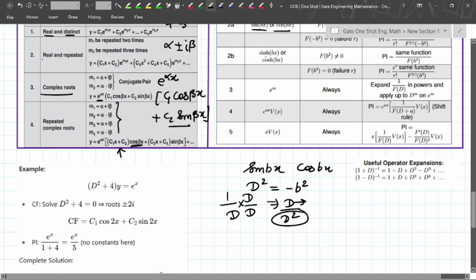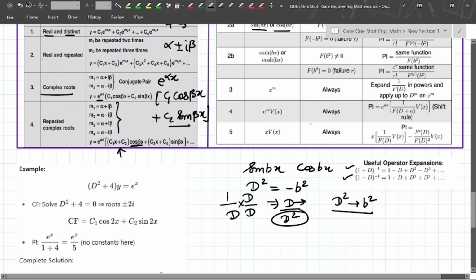If a hyperbolic sine function is there, then you replace d square with just b square, positive b square, not negative b square. The same thing is there for x to the power m. For x to the power m, you have to find the binomial expansion. Important expansion: 1 plus d to the power minus 1 is 1 minus d plus d square minus d cube. And these d's are basically the derivative.